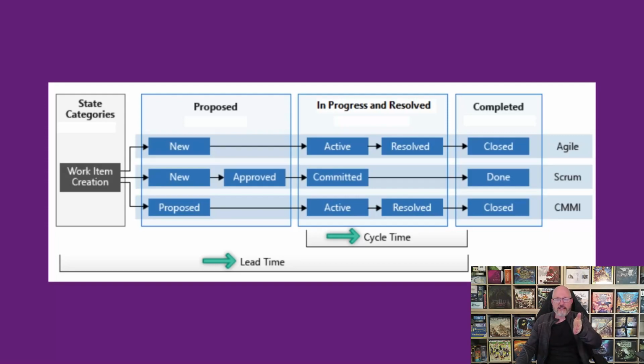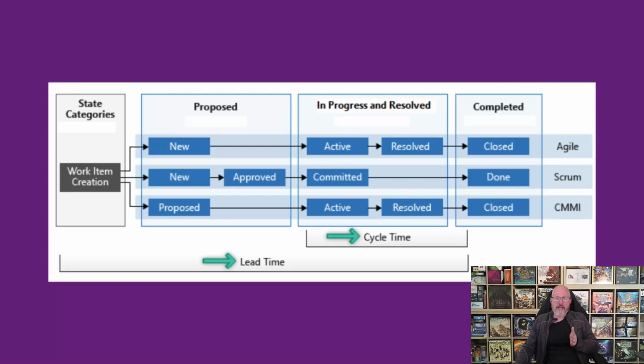So if something's in the proposed state, the lead time timer started, but the cycle time timer's not. In the Agile template, you only have one proposed state, which is new. Then you have active and resolved, which are in progress states, and one completed state called closed. That's where both the timers stop. Sorry, when it crosses the line into active or resolved, the cycle time timer gets started.